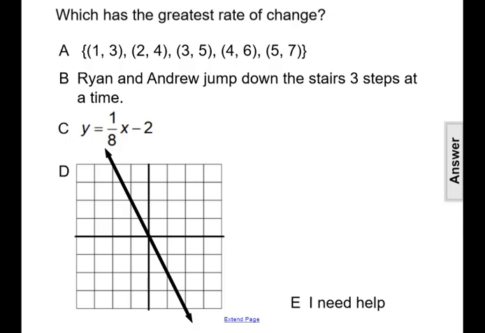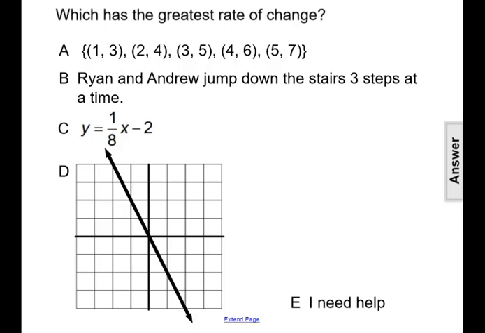Which has the greatest rate of change, function A, B, C, or D? In order to determine which function has the greatest rate of change, we have to find the rate of change or slope of each function and then find their absolute value and see which number is the highest.